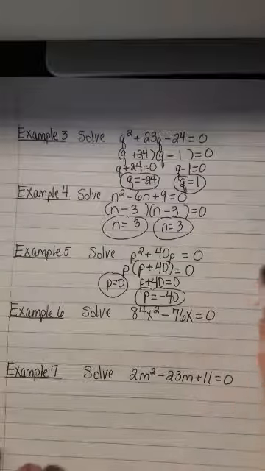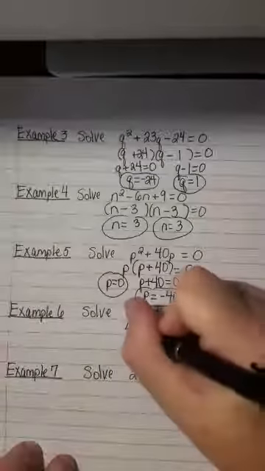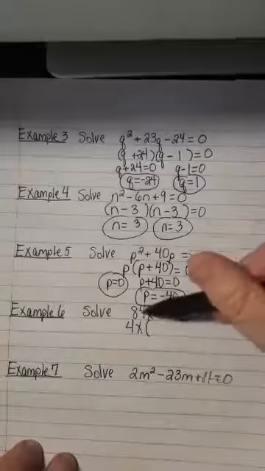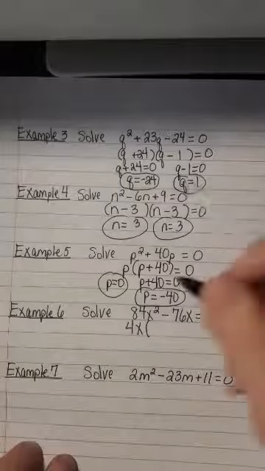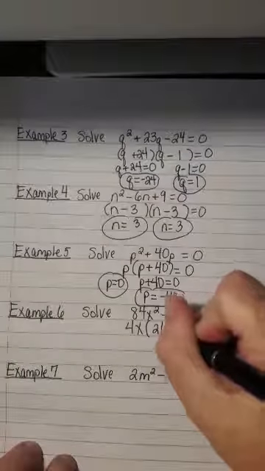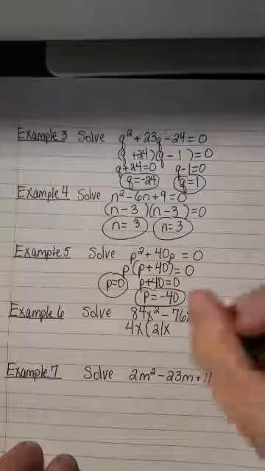No, I think it's just 4. Let's pull a 4 out. 4x. And then we're going to divide 4x into each of these terms. So 4 goes into 84 21 times. And you've got to have another x. 4x times 21x is 84x to the second.